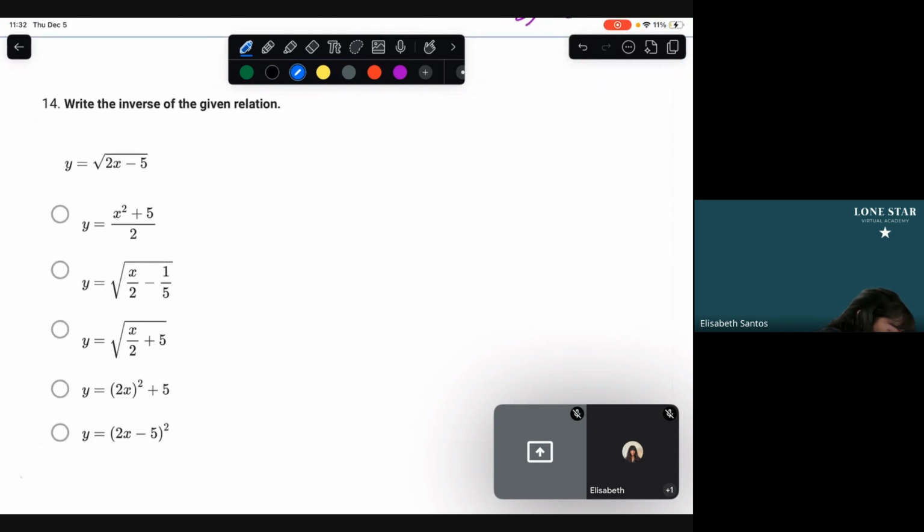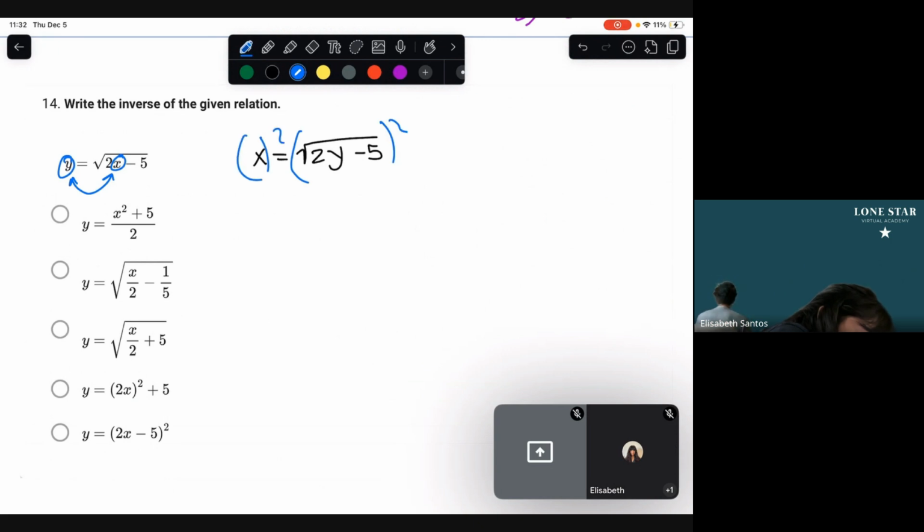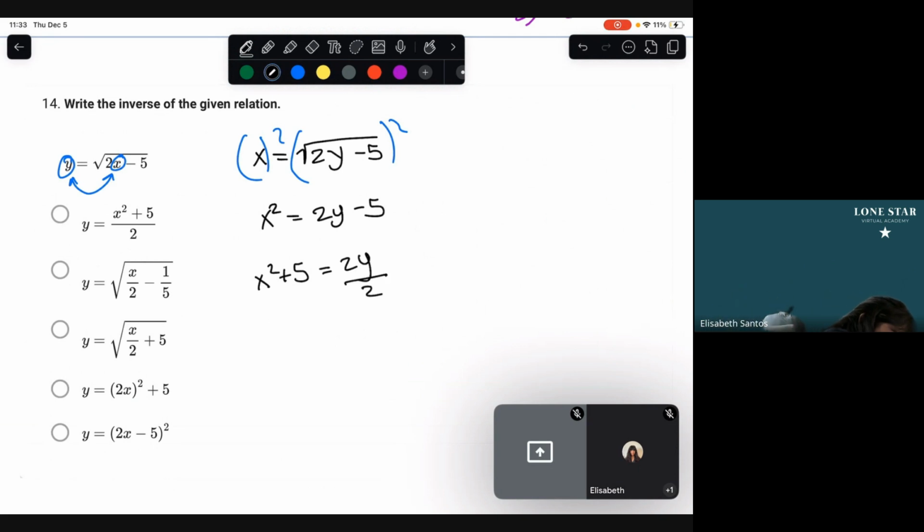Okay, last one here. We want to find the inverse. So to find the inverse, we switch the x and y. We're going to have x equals the square root of 2y minus 5. Solve for y. Square both sides: x squared equals 2y minus 5. Plus 5, divided by 2. We get y equals x squared plus 5, divided by 2.